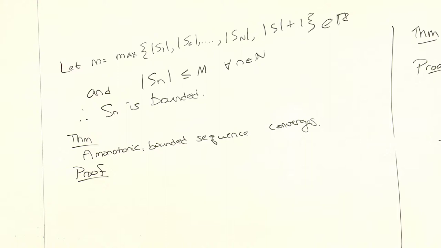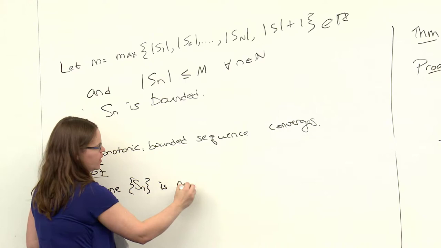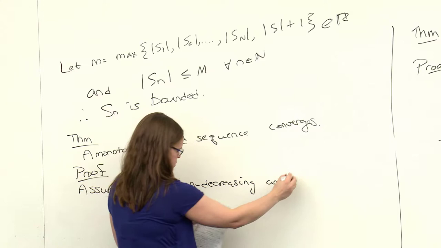Okay, so I'm going to do the proof assuming that we have a sequence that's always going up, but the proof will work the same way if the sequence is always going down. So let's assume that Sn is always going up, so it's non-decreasing, and it's bounded.